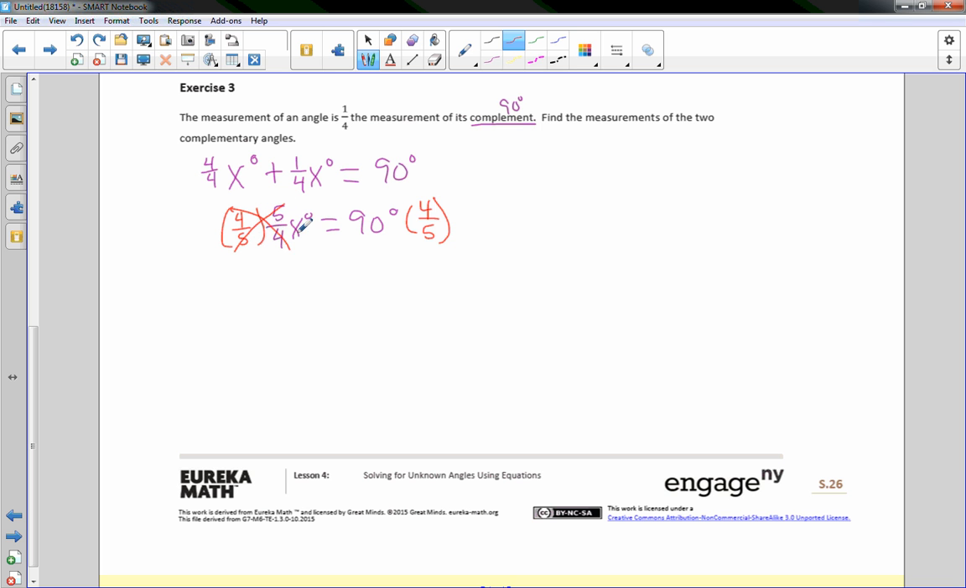5 cancels 5, 4 cancels 4, I get x to equal 5 goes into 9 once, remainder of 4, 5 goes into 40 8 times, so 5 goes into 90 18 times. 18 times 4 is 72, so x is 72 degrees. So if I want to know what 1/4 of x is, and I know x is 72, then I just divide 72 by 4, and I get 18. 72 plus 18 is 90 degrees.